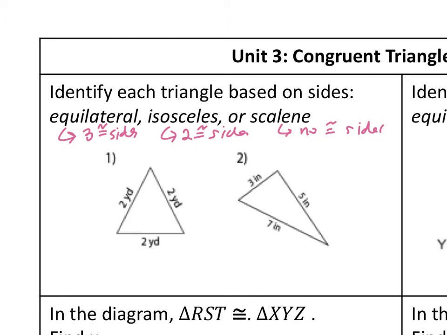So looking at question number 1, we have 2 yards, 2 yards, and 2 yards. Well, all 3 side lengths are the same. So when we have 3 congruent sides, we're going to have an equilateral triangle. Looking at question number 2, we have 3 inches, 5 inches, and 7 inches. So since none of our side lengths are the same or congruent, this is a scalene triangle.